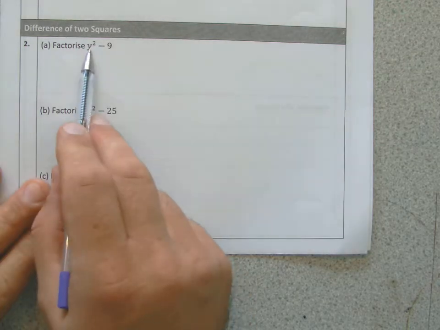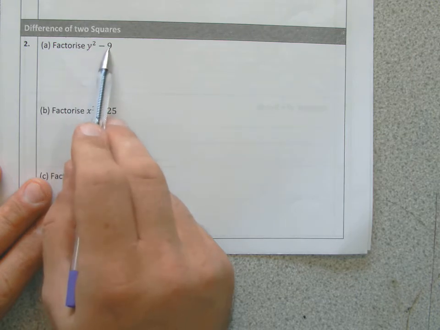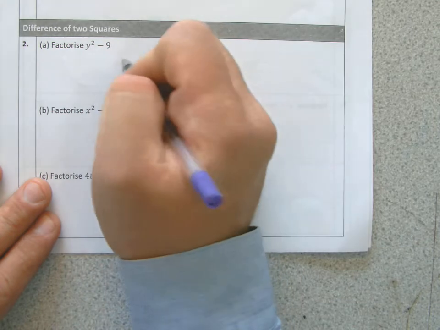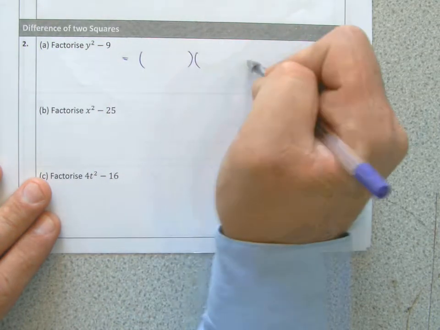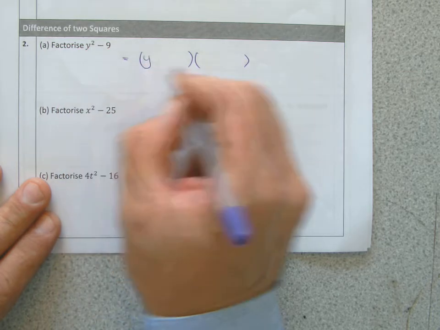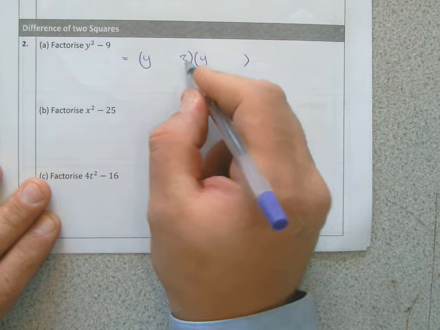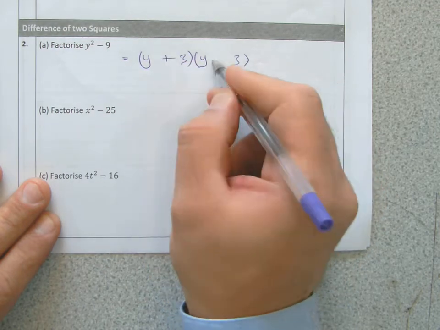But you can see this is a square, isn't it? You square y to get y squared. What do you square to get 9? 3, of course. So what you do is, difference of two squares, you have two brackets, and then literally, as I just said, what do you square to get y squared? Well, y, so you've got y in both brackets. What do you square to get 9? 3. So you've got 3 in both brackets, and then one's a plus, one's a minus.